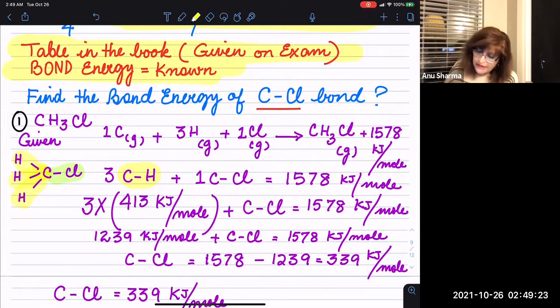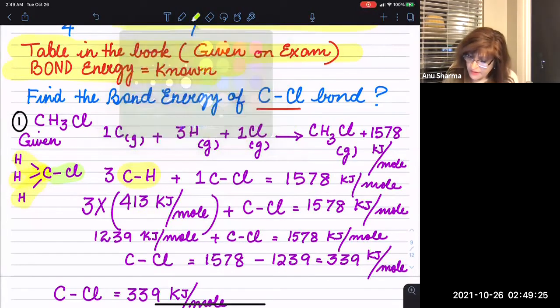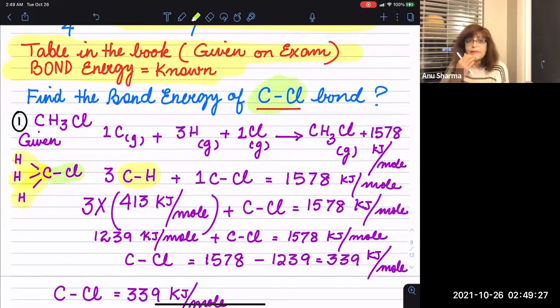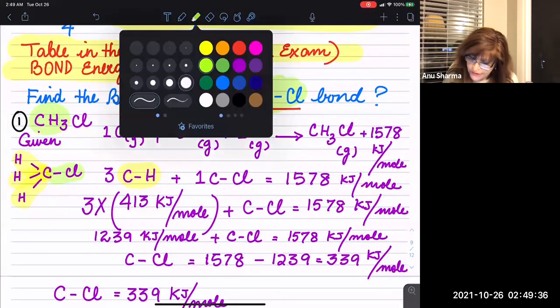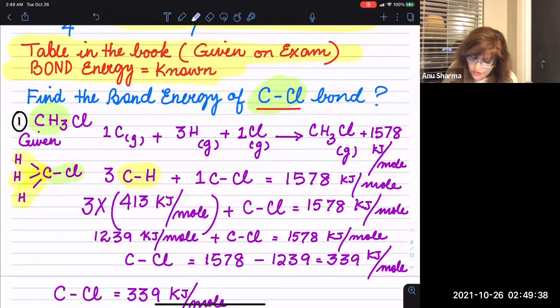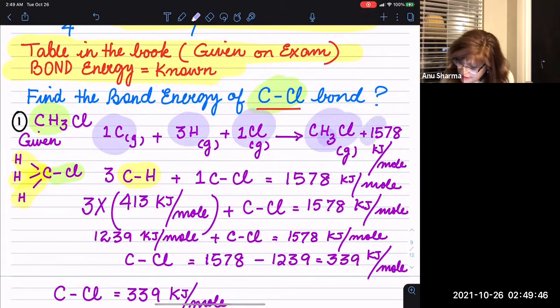So for example, here you have the carbon-chlorine bond, right? But we know the 3 CH bonds, so we can find it out. In this molecule, you look at what it is made up of. It is made up of 1 carbon, 3 hydrogen, and 1 chlorine, and that gives you CH3Cl. The total energy it is releasing is 1578 kilojoules per mole.